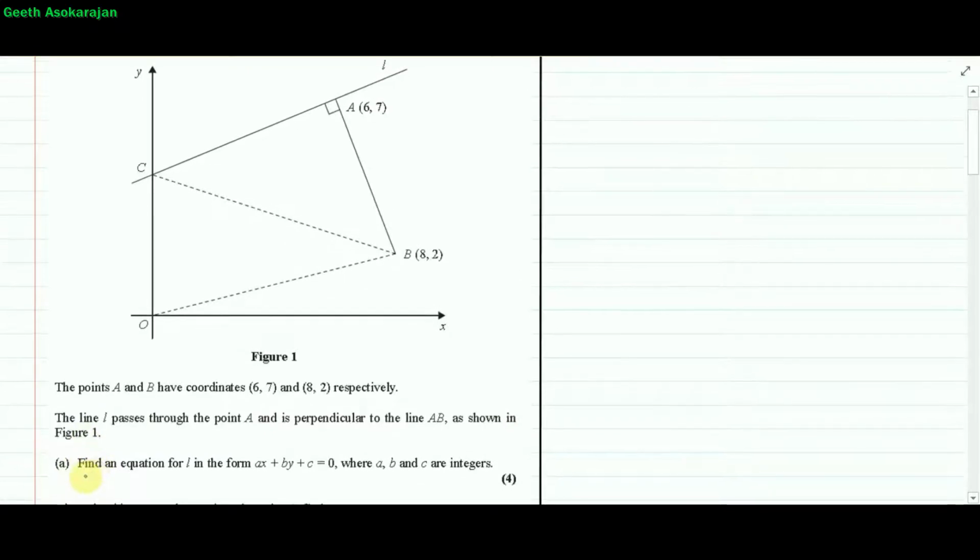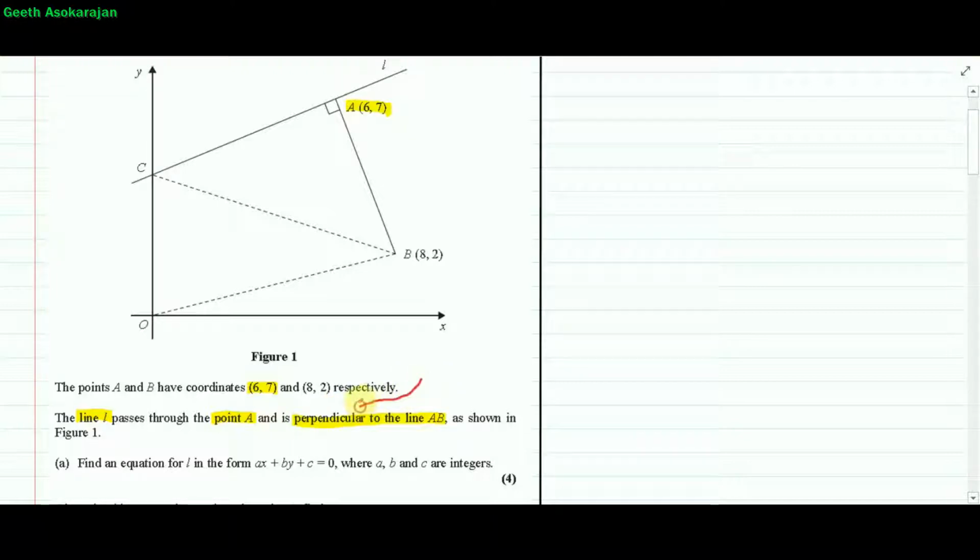And in part a, find an equation for L in the form ax plus by plus c equals 0, where a, b and c are integers. So let's have a look at the most important parts of this question. In this case, this line L passes through the point A, and we know that the coordinate of A is 6, 7, as illustrated on figure 1, but it's also perpendicular to the line AB. So remember this part of the sentence.